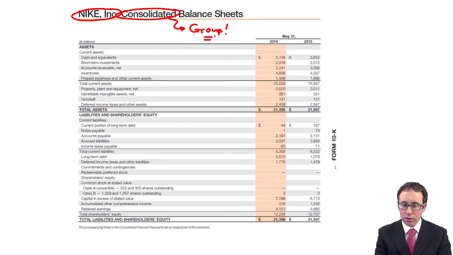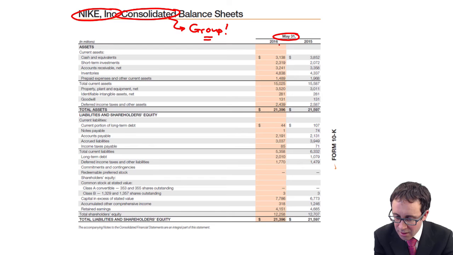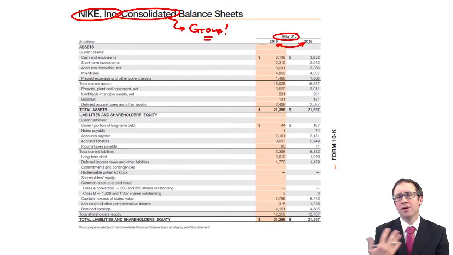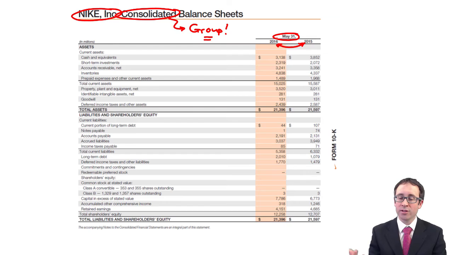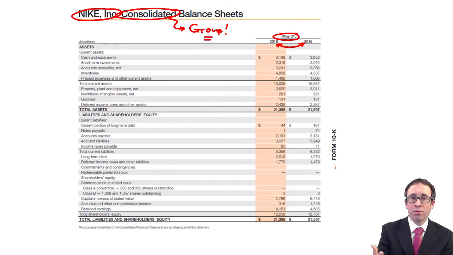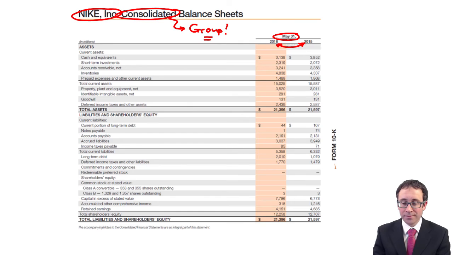It's also got the date, the 31st of May. You can see that we've got 2016 and 2015. So the reporting date is the 31st of May 2016. The previous one is the 31st of May 2015. So you can see that there's been a year. As well as just the reporting date, you've also got the comparatives.